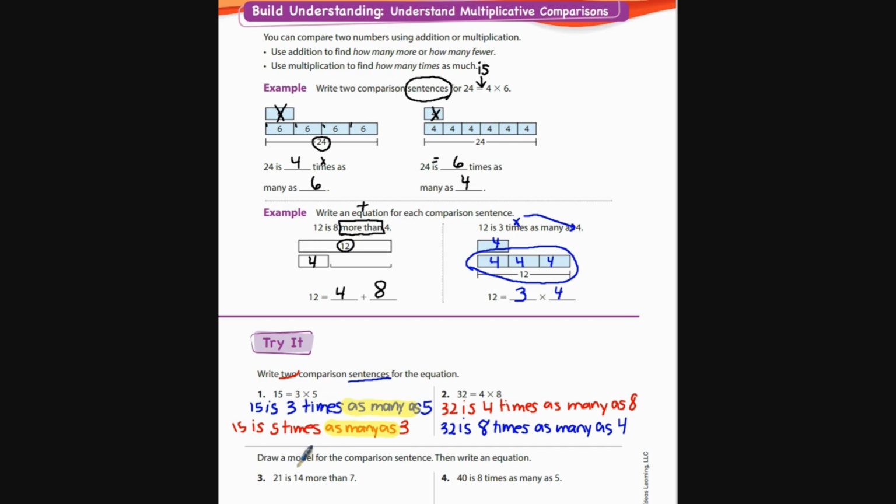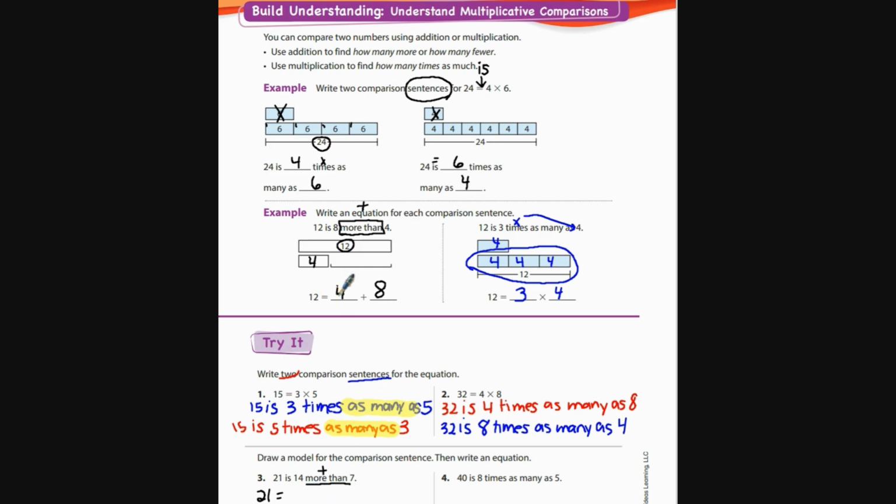Now they want us to draw a model to compare the sentence, or in other words, we're going to write the equation, because you guys need to get used to writing the equation. So we're going to write it like this. 21 is, what did I say about more than? It means plus. So can I put 14 plus 7?